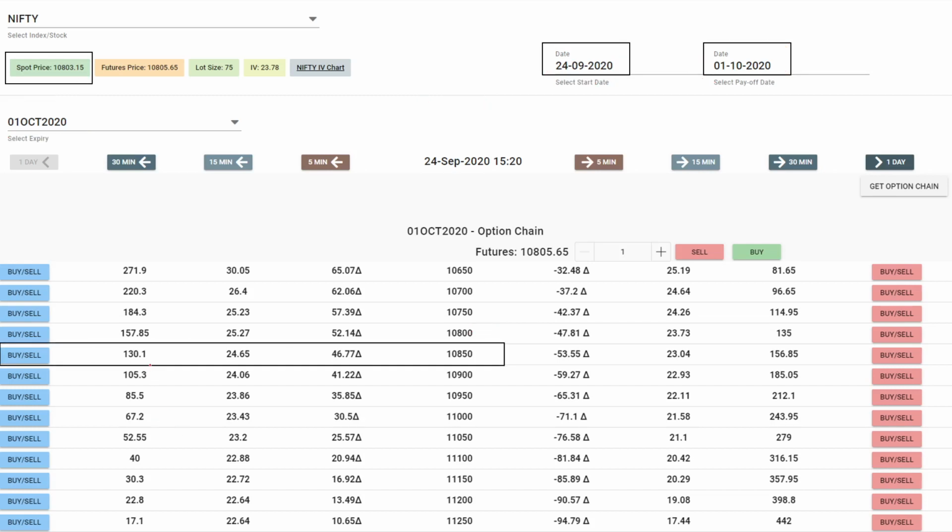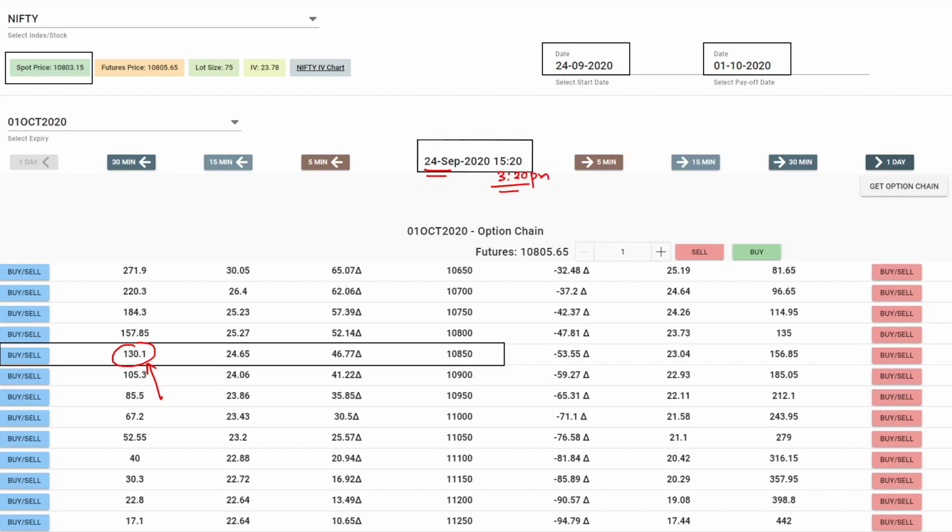So the price at which we will enter is nothing but 130.10. And just take a note of that. This is the time at which we will enter, that is, we'll enter at around 3:20 on 24th of September. So the idea is very clear. We have bought the 10,850 call option at around 130.10 paisa around 3:20 p.m. on the 24th of September, right?